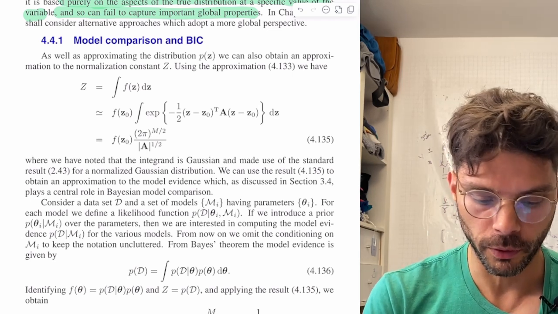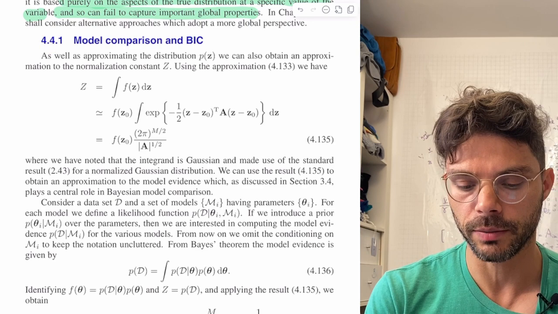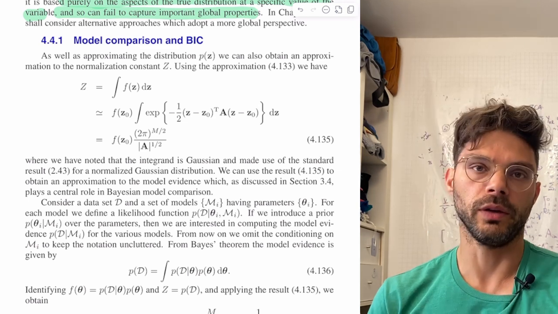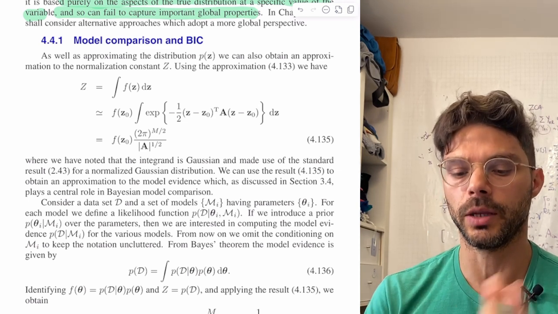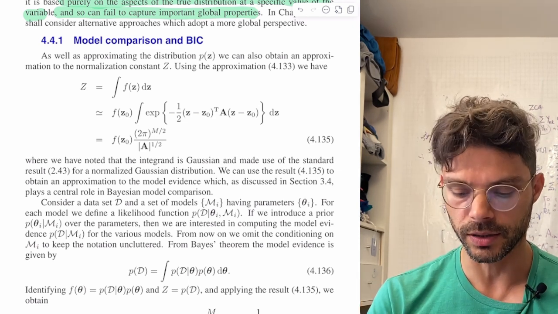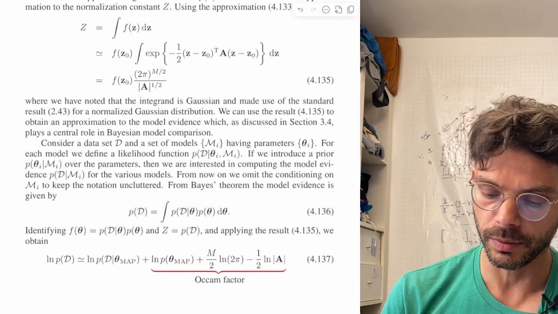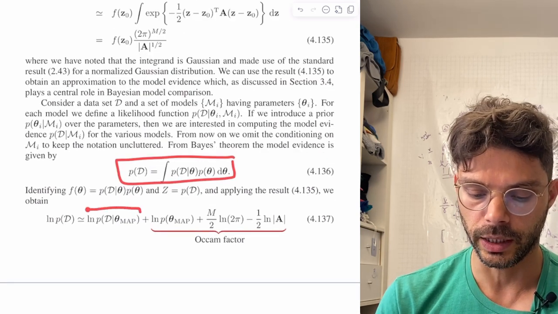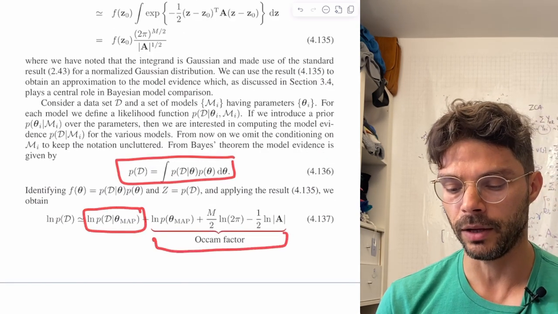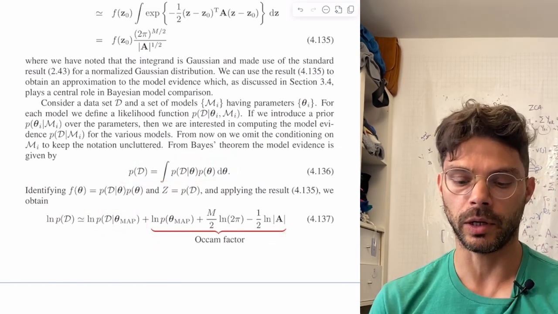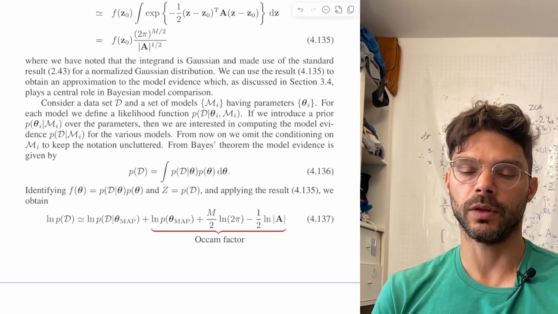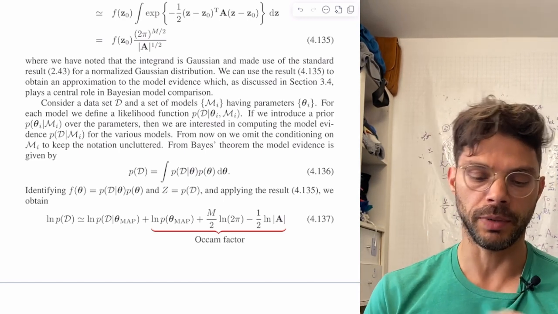Section 4.4.1, talking about model comparison and something called the Bayesian information criterion. What we're going to do is use what we just learned in the previous section about the Laplace approximation to help us approximate the model evidence and decompose it into a likelihood term and a penalty on the complexity of our models. So it'll just give us another little tool to use to evaluate our models and pick amongst them.